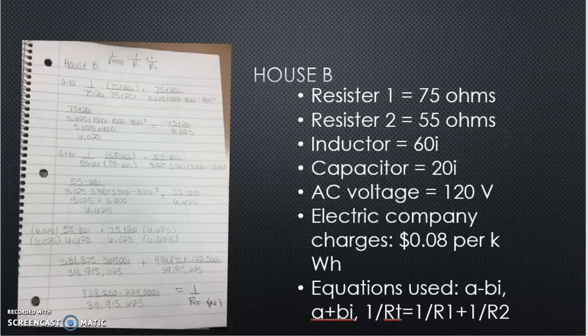Okay, so I had house B. First, I used the A minus BI equation to find R1. And so I did 1 over 75 minus 20I, because resistor 1 was 75 ohms. And once I did that, I multiplied it by its opposite. And for that equation, I got 75 plus 20I divided by 6,025.